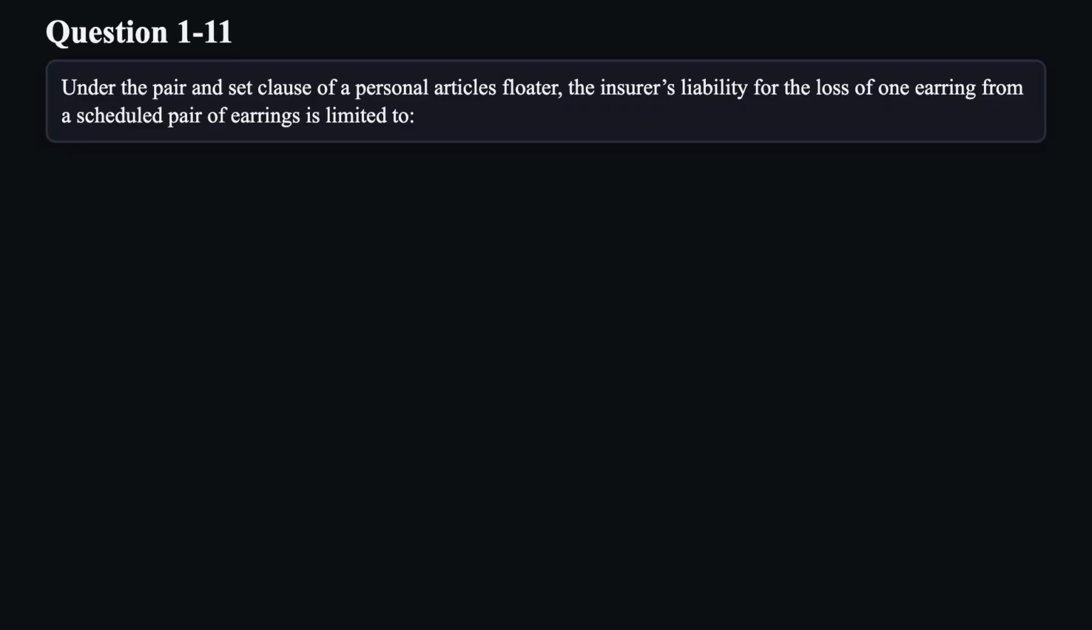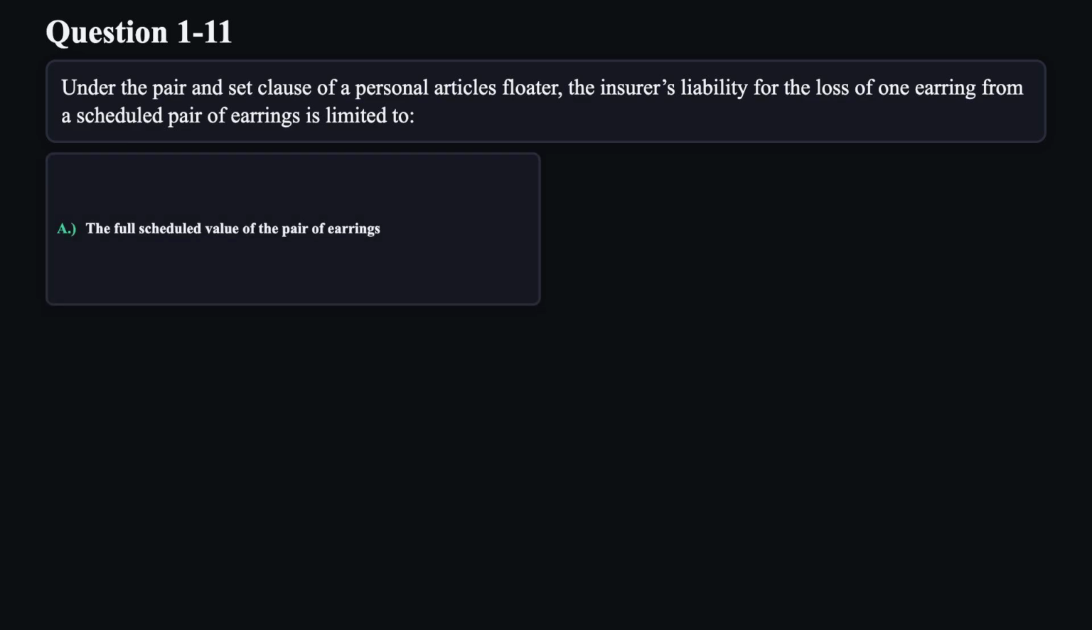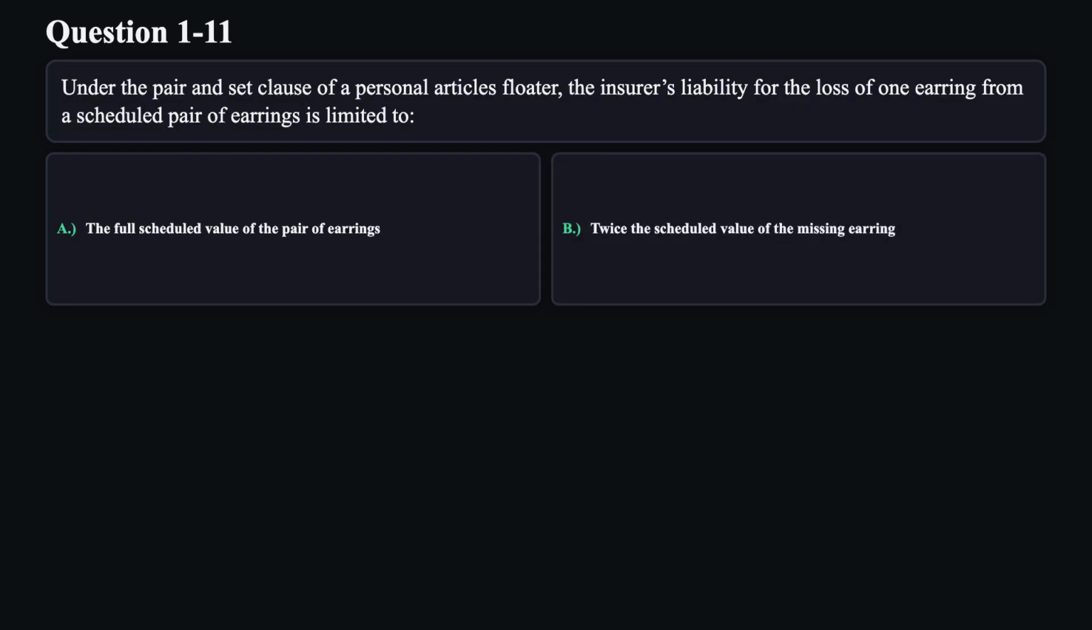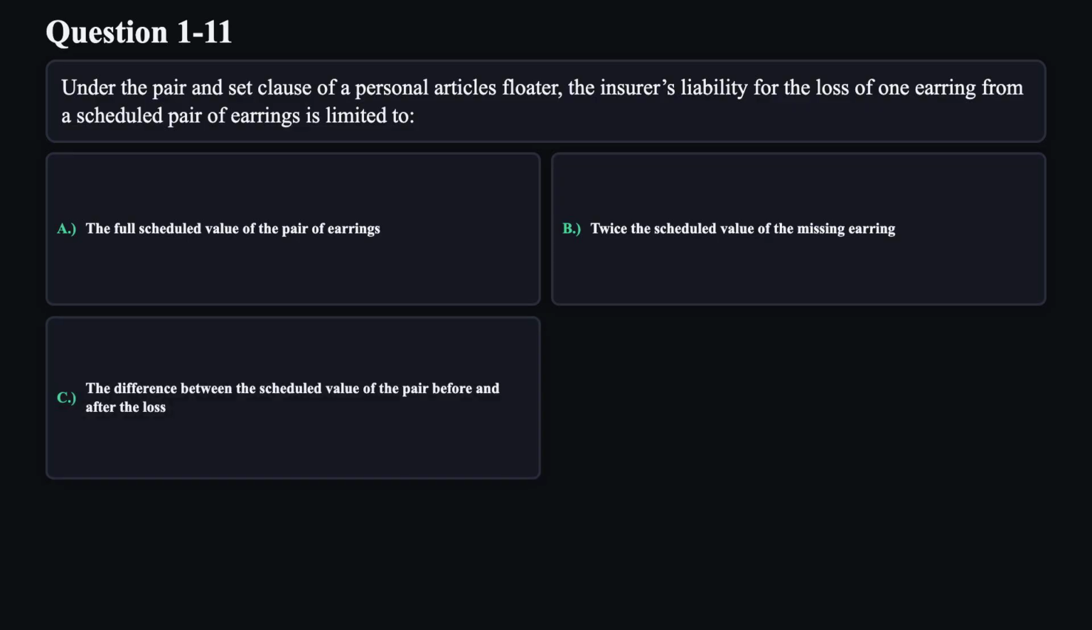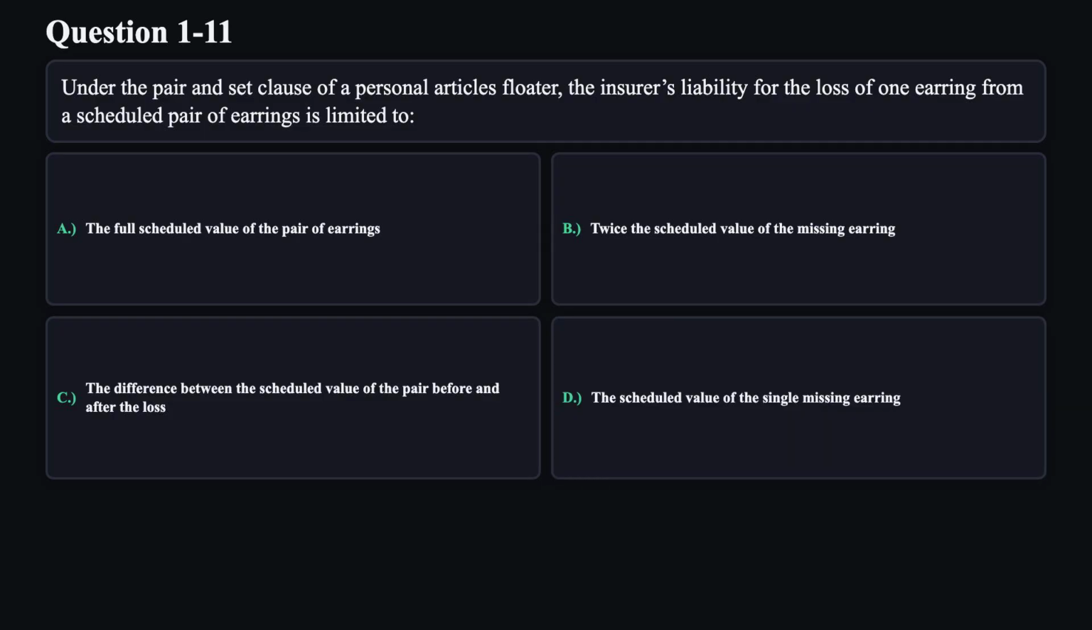Question 11. Under the pair and set clause of a personal articles floater, the insurer's liability for the loss of one earring from a scheduled pair of earrings is limited to A. The full scheduled value of the pair of earrings. B. Twice the scheduled value of the missing earring. C. The difference between the scheduled value of the pair before and after the loss. D. The scheduled value of the single missing earring.